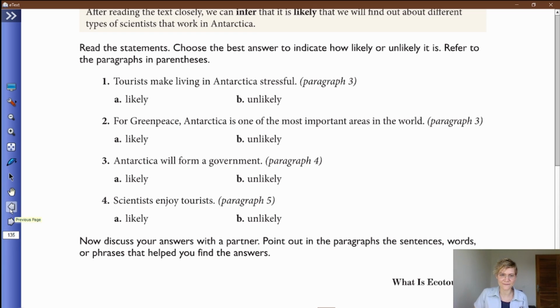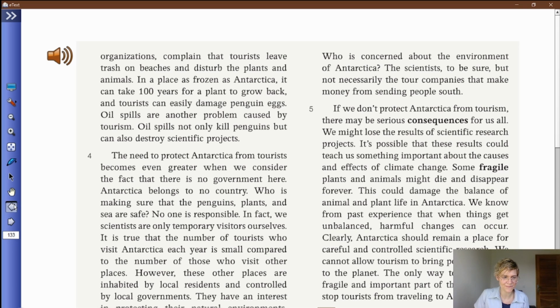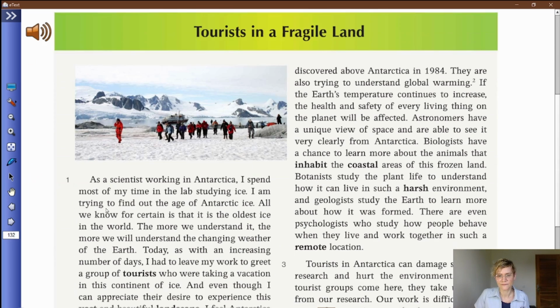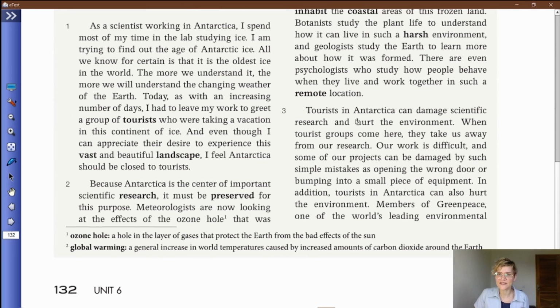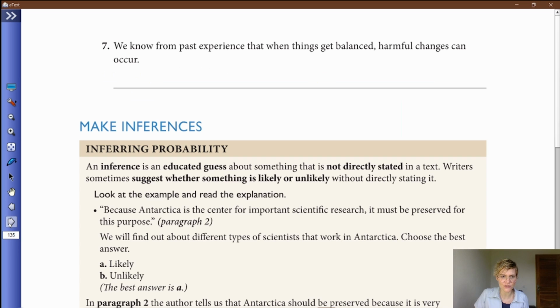So let's take a look at it. So the keywords: tourists, living, stressful. Making Antarctica's living stressful. Paragraph 3. Tourists in Antarctica can damage scientific research and hurt the environment. From this alone, we can see a lot. You can keep reading the whole paragraph, but from there we can actually already get a lot.